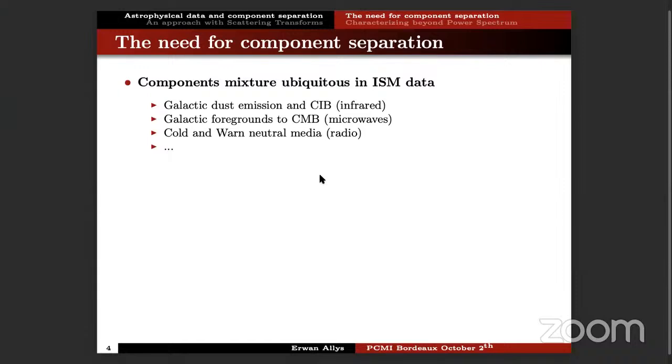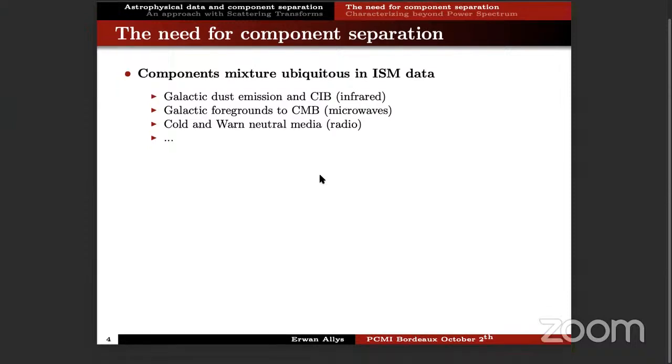Actually, this kind of issue is ubiquitous when you work with the interstellar medium. You are all faced with that, so I won't enter the details. You had this example of galactic dust emission and cosmic infrared background. If you work with galactic foregrounds for the cosmic microwave background, you have a lot of different foregrounds that you try to characterize, to separate between themselves and from the CMB. If you work with radio data, for instance, we had the talk from Francis this morning, you have the cold and the warm neutral media that you want to separate. And you have a lot of other examples like that.